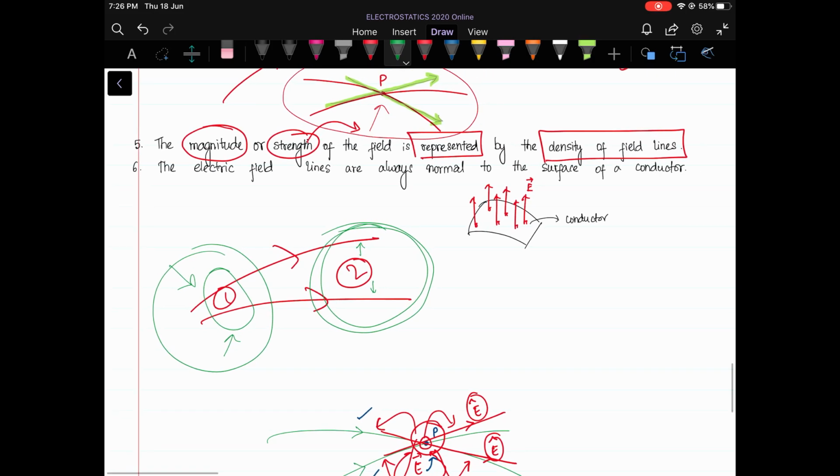Next, electric field lines are always normal to the surface of a conductor. This last point we can discuss later. Right now I am not going to talk about that.